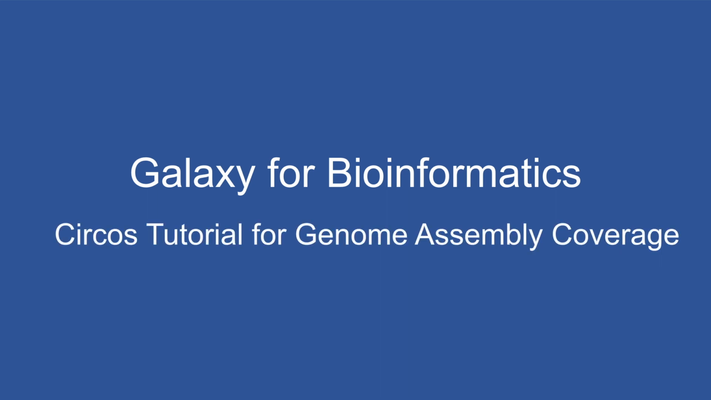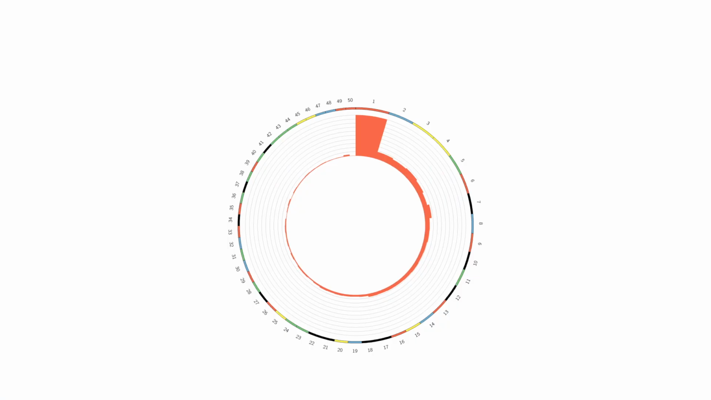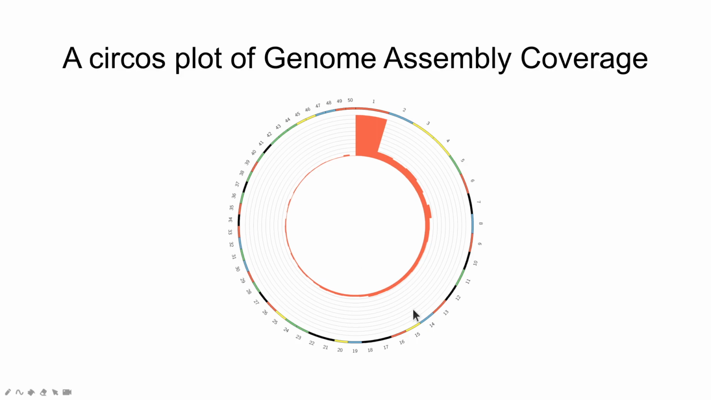In today's video, I'm going to show you how to run Circos on Galaxy to visualize genome assembly coverage. So this is what we are going to generate by the end of this video. This is the plot we'll generate. This is a plot of genome assembly coverage.